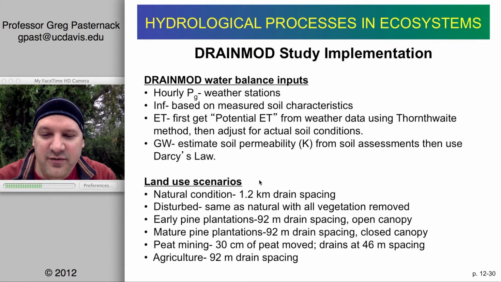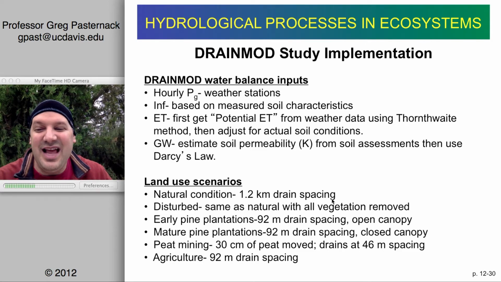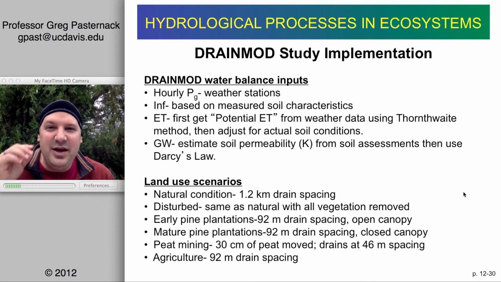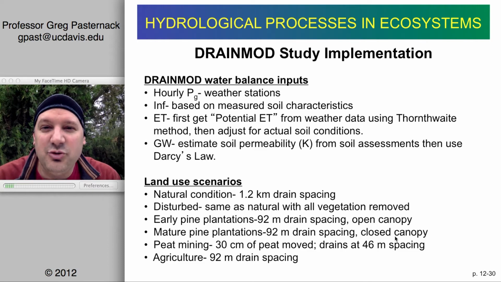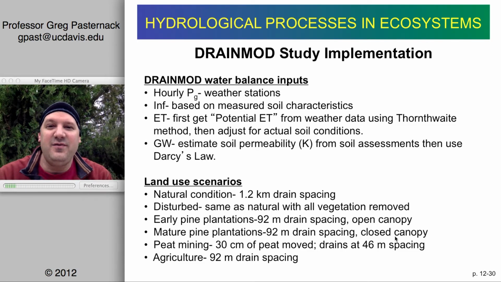The land use scenarios that were investigated included a natural condition, which basically has no drains in proximity, and the model has to have them somewhere, so it just puts them really far apart. Disturbed means removing all of the wetland vegetation, but otherwise keeping it as a wetland. And then we have 2 kinds of pine plantations, early and mature. These have 92-meter spaced drains and either an open or closed canopy. So you can imagine that trees might have greater interception and then evaporation associated with that, as well as potentially higher transpiration through trees than plants, although you don't really know that, so that has to be tested.